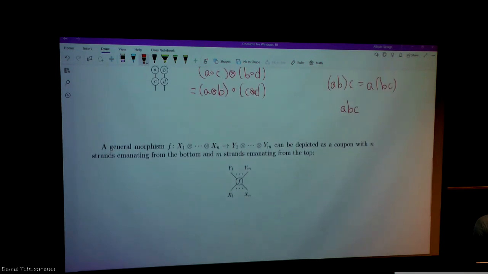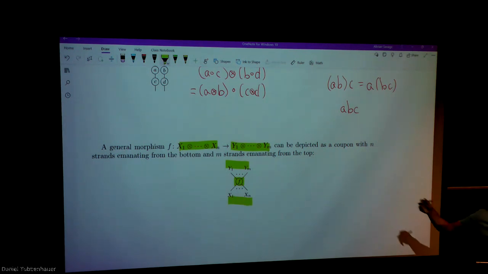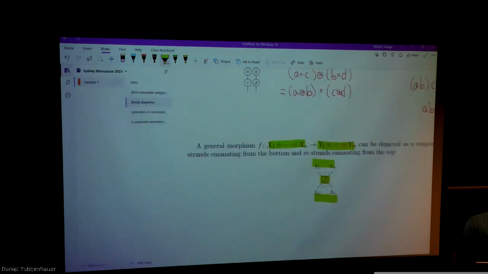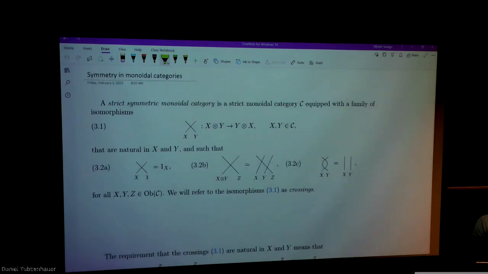Okay, so sometimes we will have morphisms where the domain and the codomain will be written as a tensor product. And so then what we'll often do is have either some coupon or some little picture that has various strands coming into it, which represent the factors of this tensor product in the domain. We'll also see things like crossings. Any questions? All right, so that's the formalism of string diagrams that we'll be using throughout this lecture series.